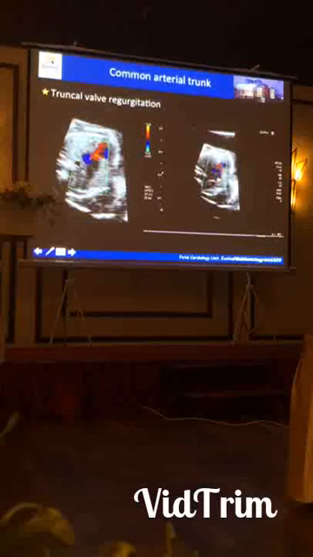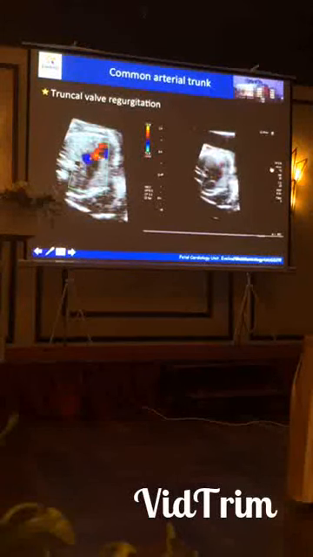And this baby has, as you can see, turbulent flow. This baby had truncal valve stenosis, but also has some regurgitation, which you can just see. It's caught in the still image there, but you can just see the red flow. So the flow across it is stenotic, and there's some regurgitation. So these things are going to influence the outcome.